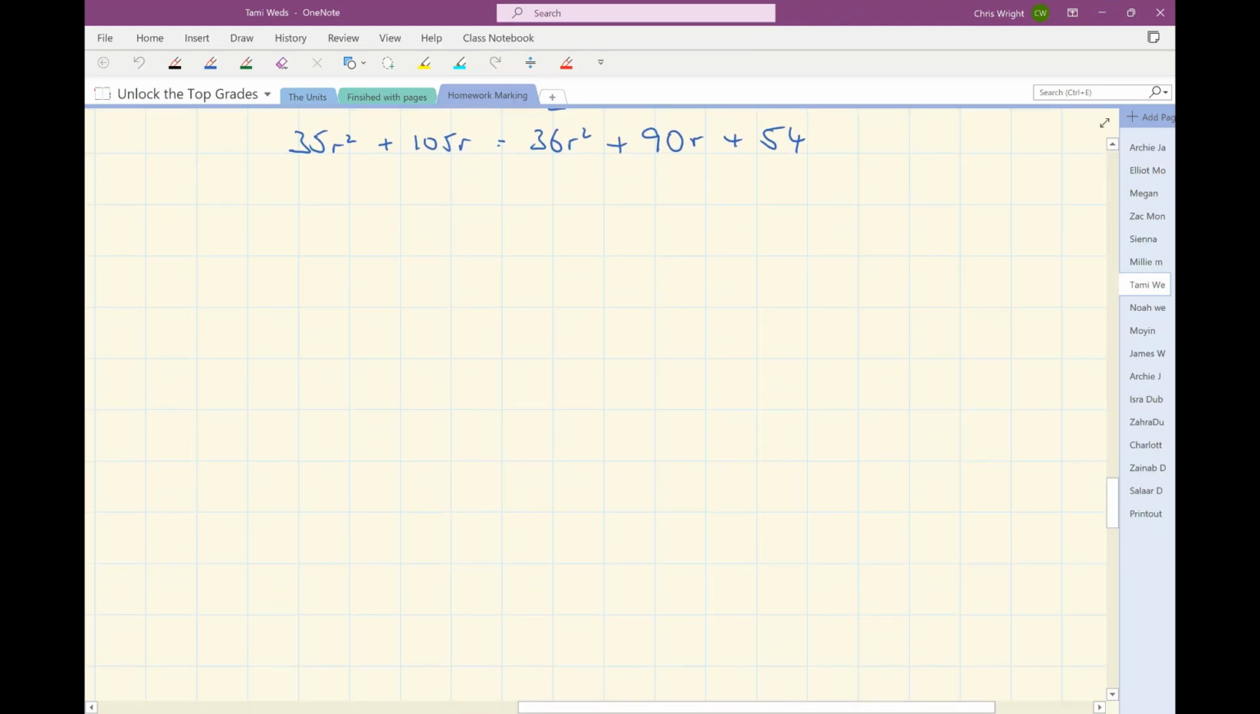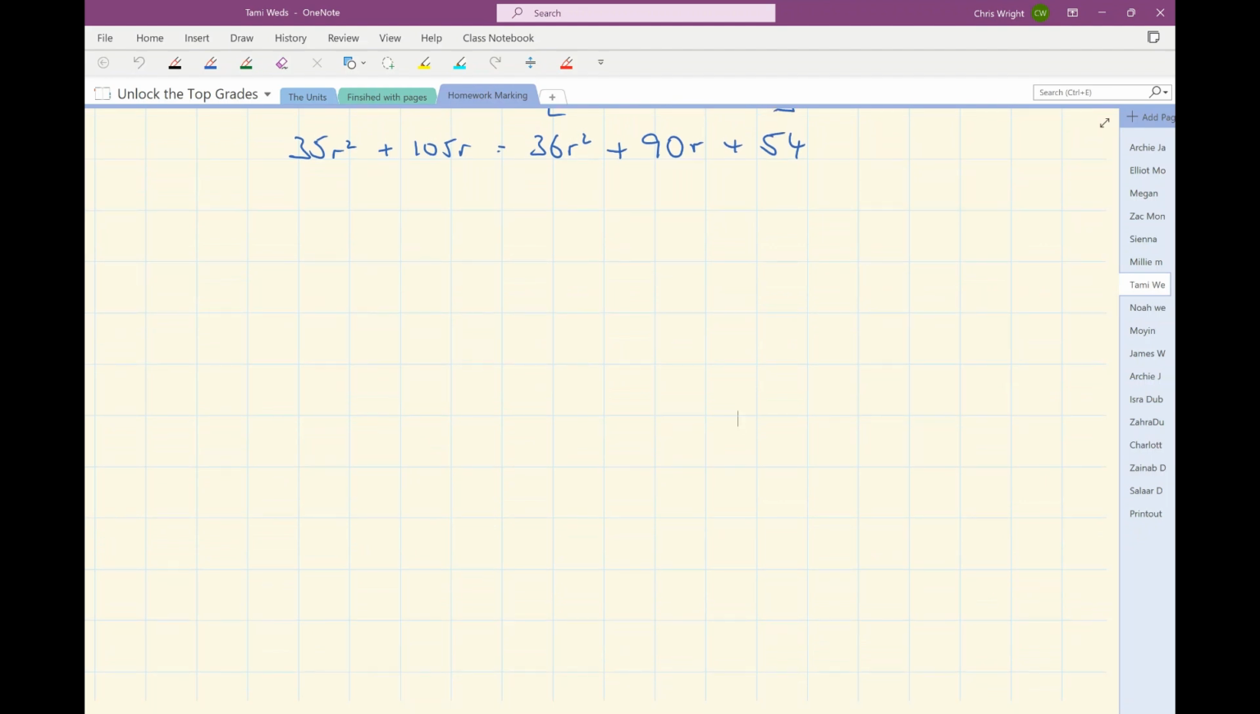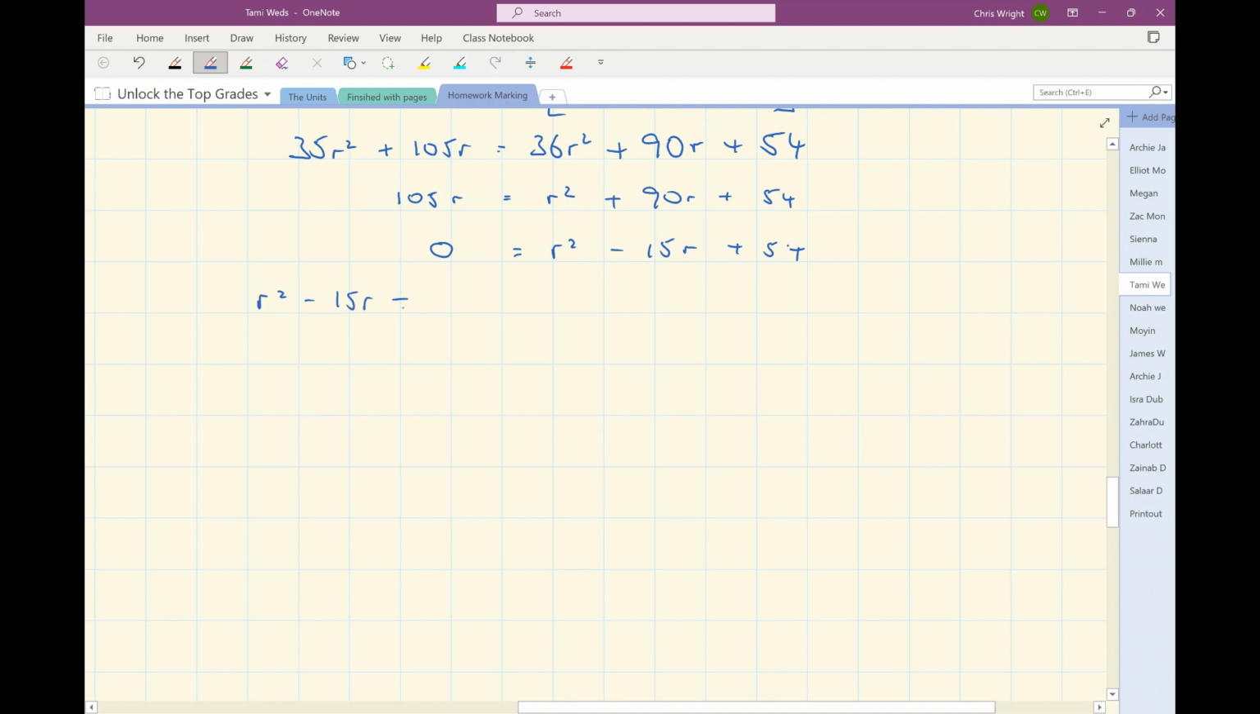Right, it's a quadratic equation. So I'm going to set it equal to 0 and then look to factorize it or use the formula. So I'm going to subtract 35R squared from both sides. So 105R equals R squared plus 90R plus 54. Subtract 105R from both sides. Okay, so the equation I'm looking at is R squared minus 15R plus 54 equals 0.